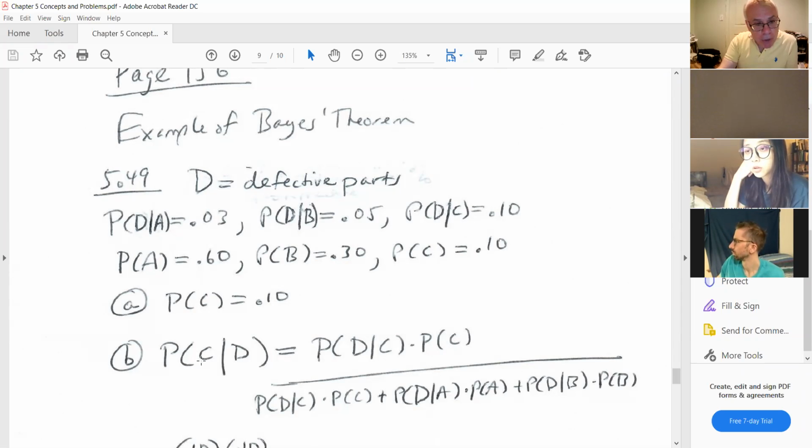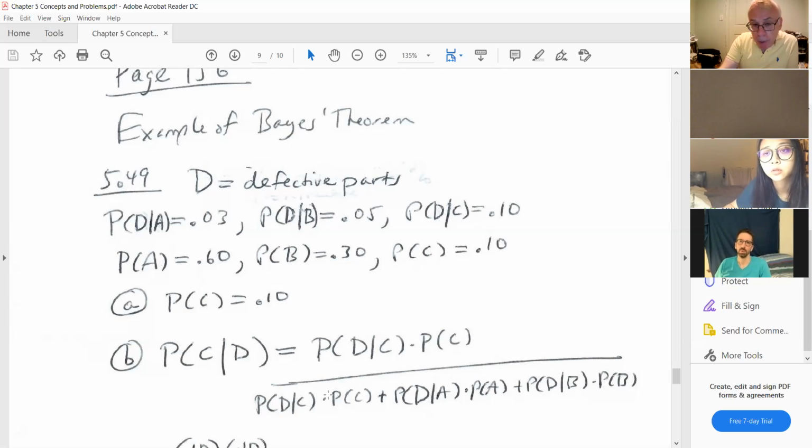The original conditional probability says this is the probability of C and D divided by the probability of D. The probability of D actually involves three pieces here. It's the probability of D given C times the probability of C. In other words, this is the probability of D and C. This is the probability of D and A, and this is the probability of D and B. So, again, this is the probability of D and C, which is the probability of D given C, because we're given that, times the probability of C, which we have, plus the probability of D given A, which is this one, times the probability of A, which is this, and the probability of D given B, which is this one, times the probability of B.